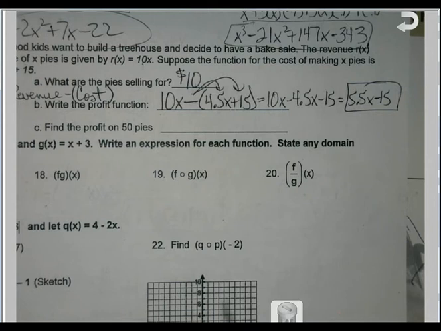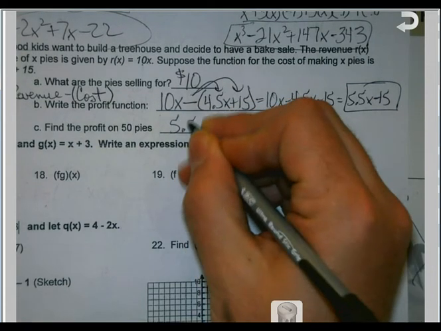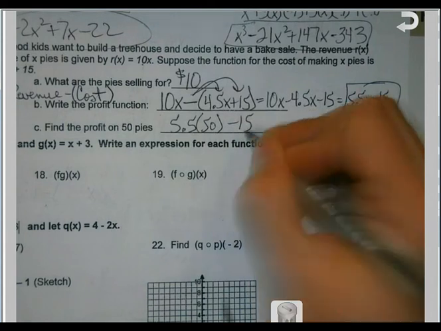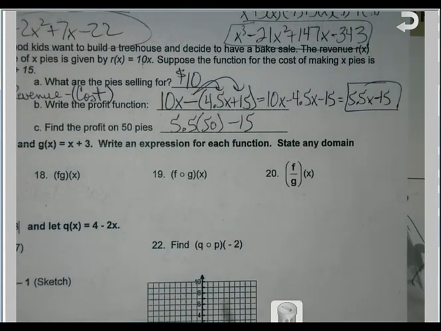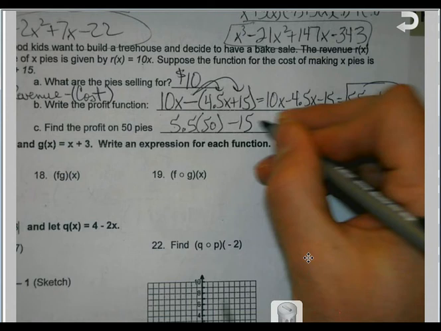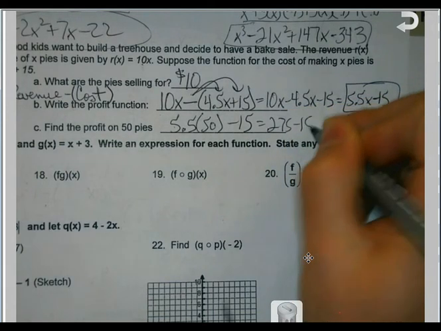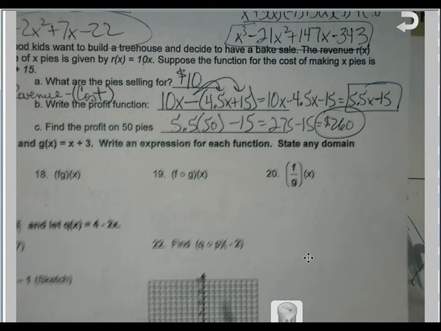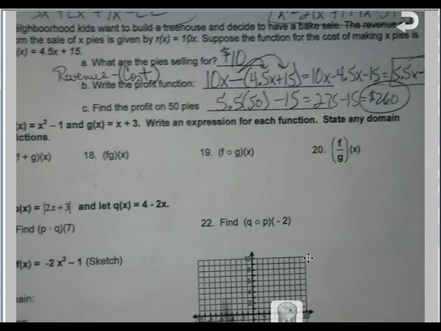See why I needed the parentheses? Okay. Once I simplify that, the profit on 50 pies shouldn't be bad at all. So once I get there, let's see here. Oh, no, I can do this. I'm going to have confidence in myself. So 275 minus 15, $260 profit. That's what we're working.